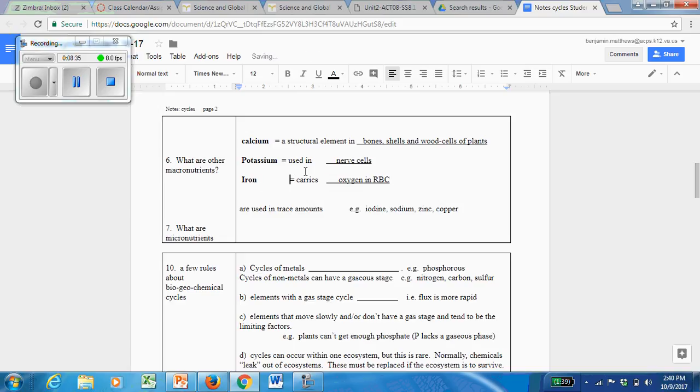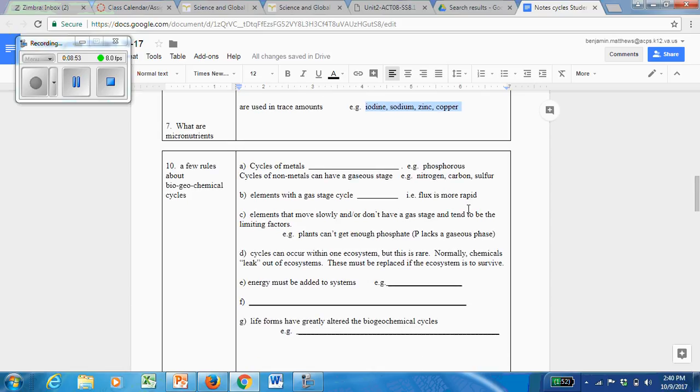You probably have reduced energy because it helps attach oxygen to our red blood cells, which then take it to our mitochondria so we can make ATP. So iron plays a real key part. And then there's some things that we find in trace amounts: iodine, sodium, zinc, and copper that can be important.